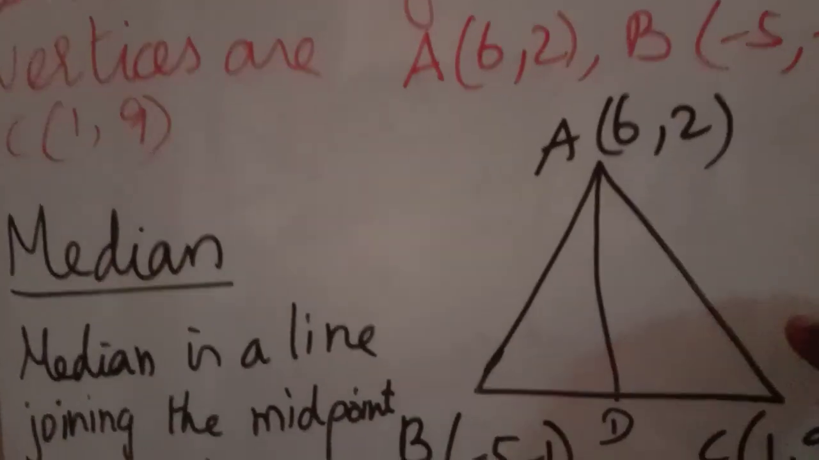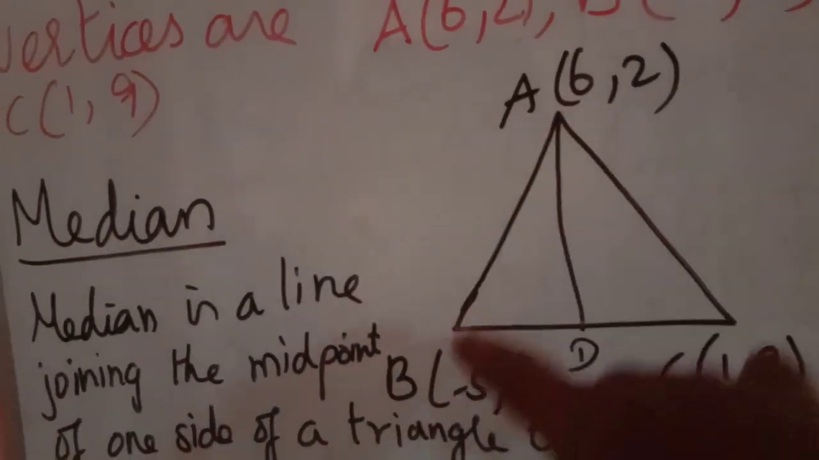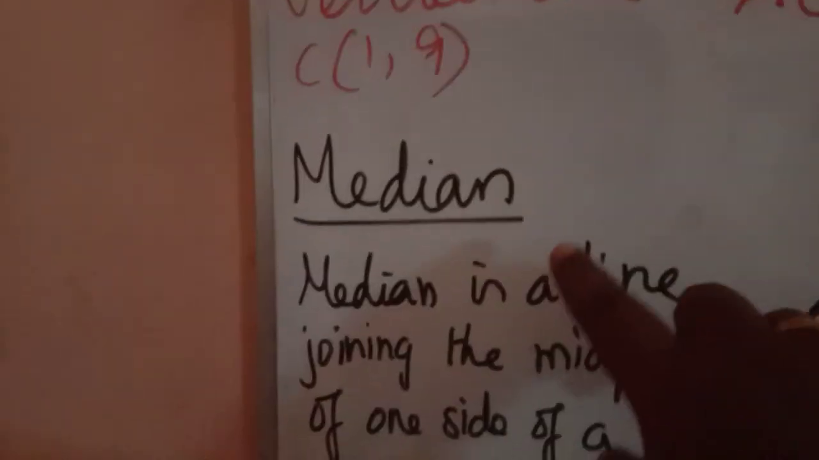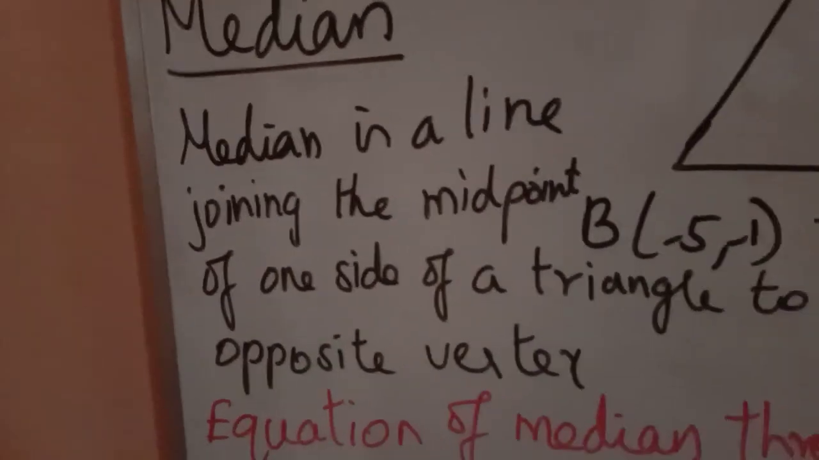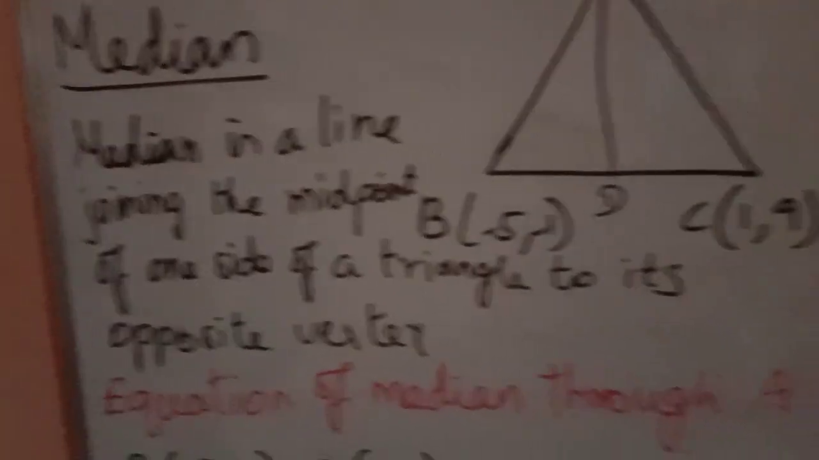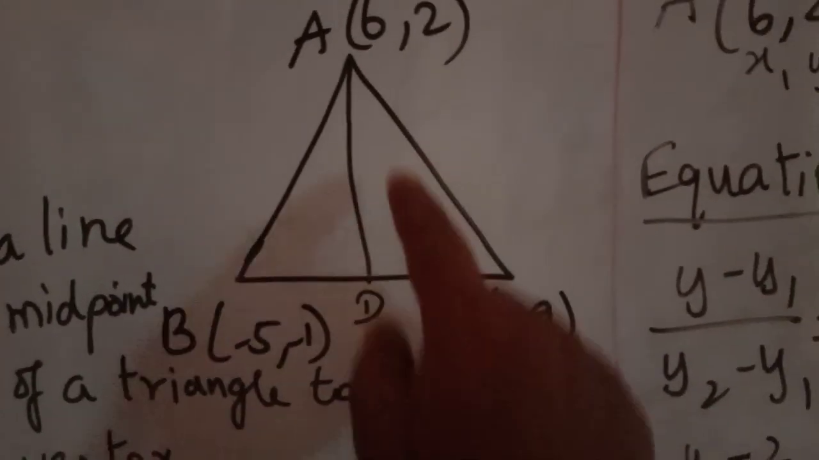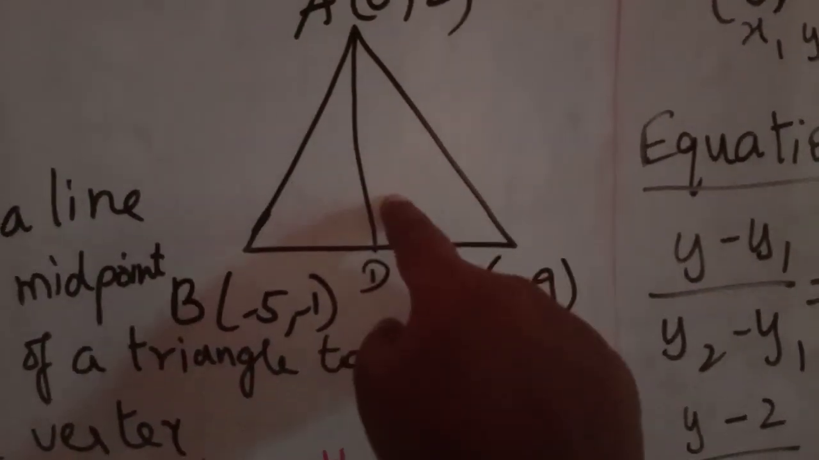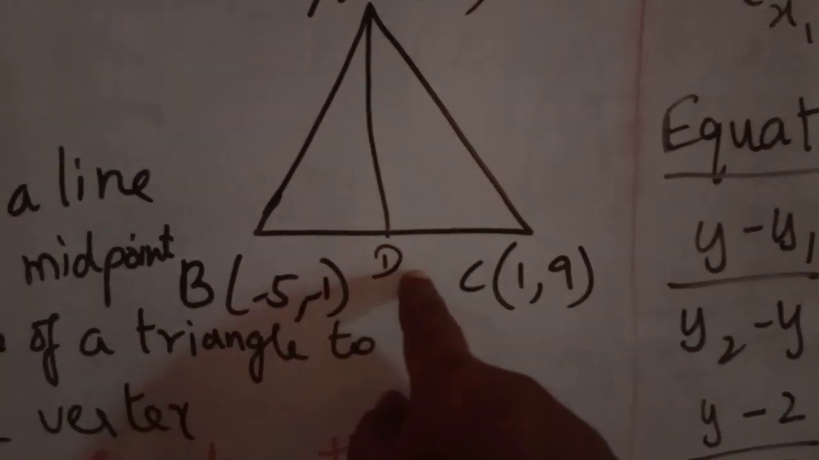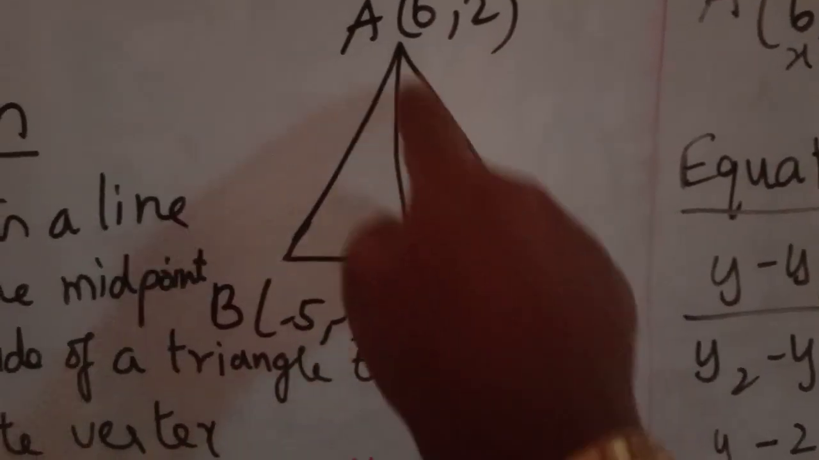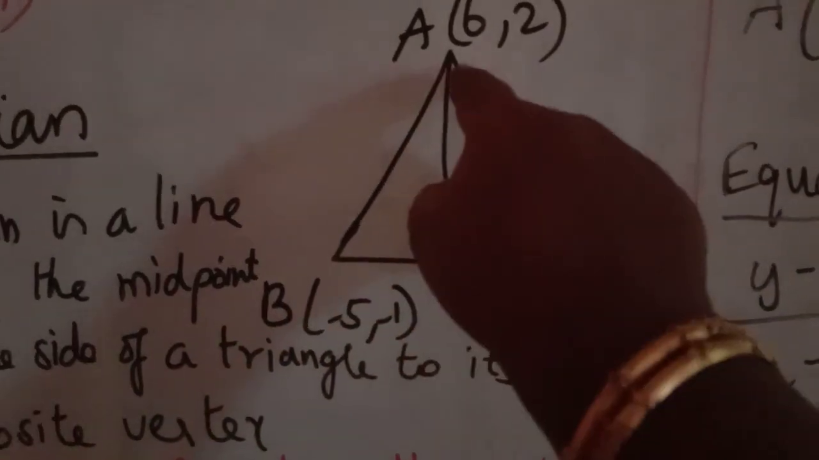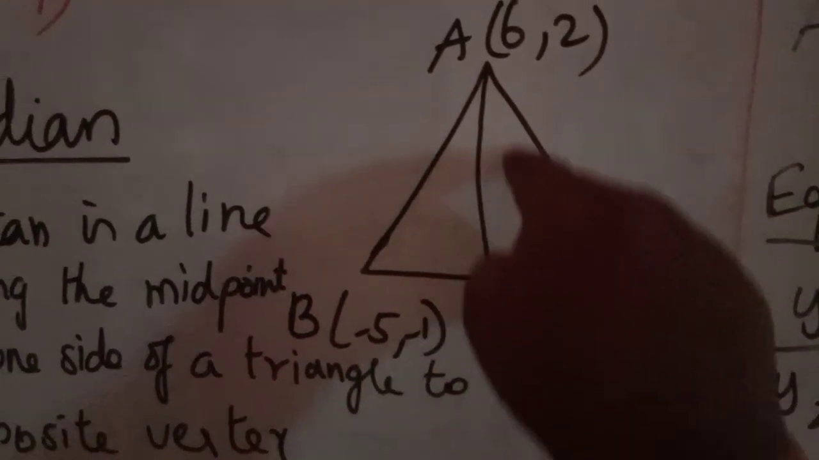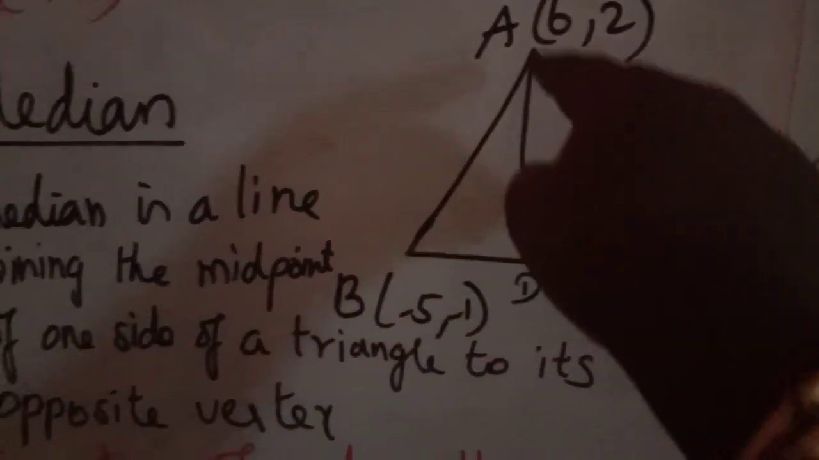First, we are going to find the median. Triangle ABC, AD is a median. So what is a median? A median is a line joining the midpoint of one side of a triangle to its opposite vertex. This line joining the midpoint of any side, we can take the midpoint of one side and join this midpoint with the opposite vertex. This straight line is called a median.